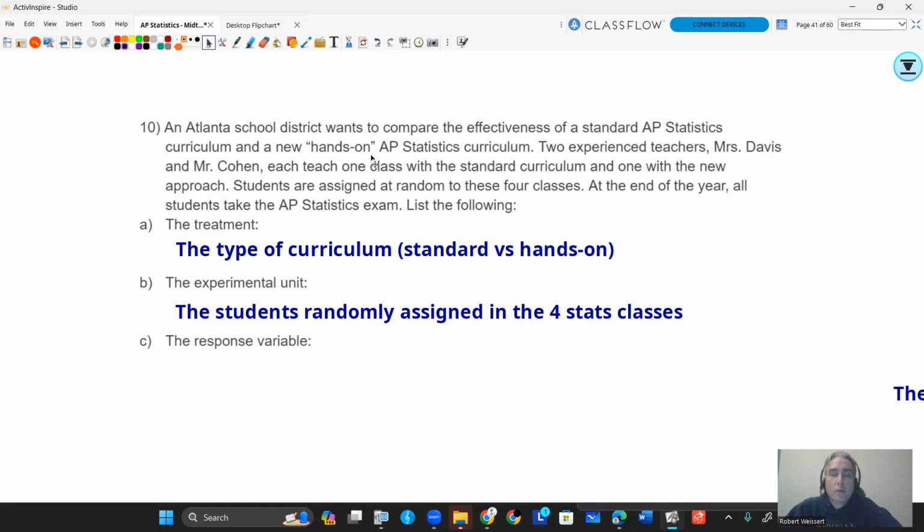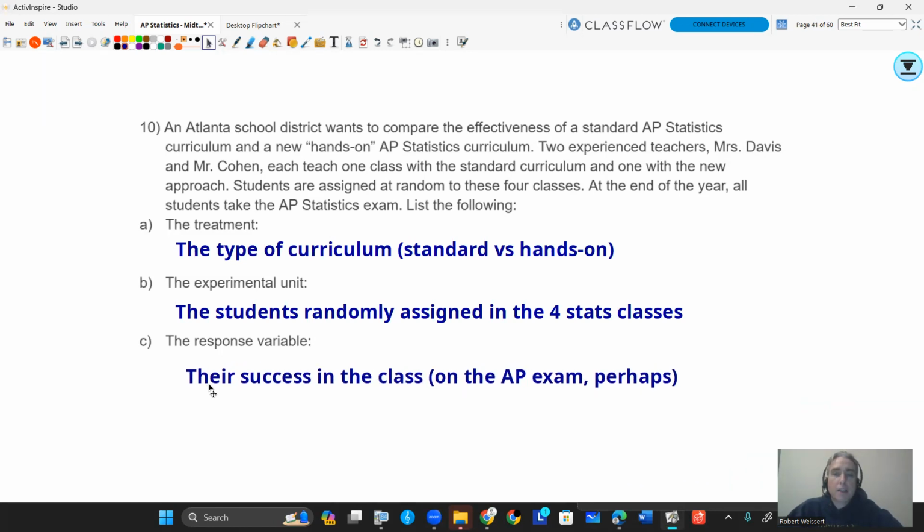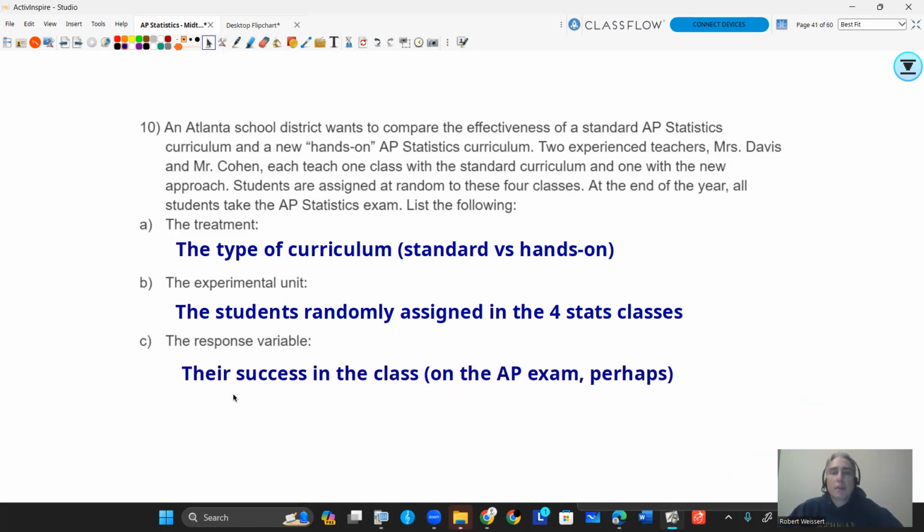The response variable, well, what are we trying to get out of that? How do they do in the class? How do they do on the exam? That's what we're trying to measure. So the response would be their success in the class, particularly probably in this case on the AP exam.